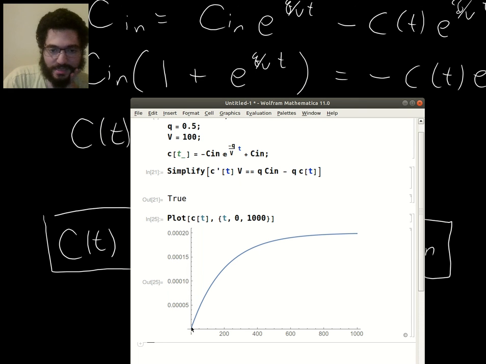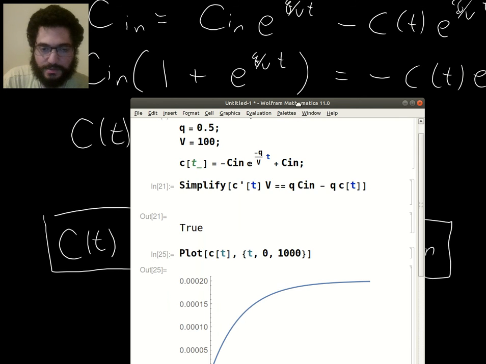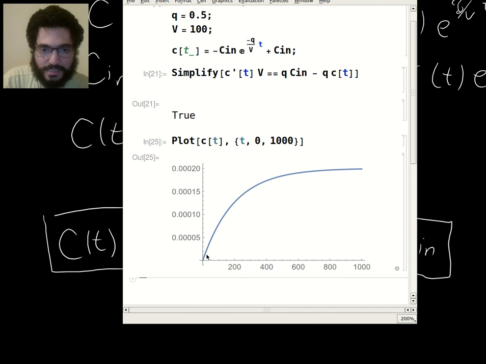Yeah, you can kind of see that. I don't know if this is visible in the video. I hope it is. I can increase the magnification. You can see the vertical axis is concentration, and the horizontal is time in minutes. We start at pure water, and then the concentration of chemical increases, but it's approaching something, right? It's approaching 0.0002. That was our equilibrium solution from before. So it's approaching the equilibrium concentration. Hopefully that makes some intuitive sense that it would behave that way.